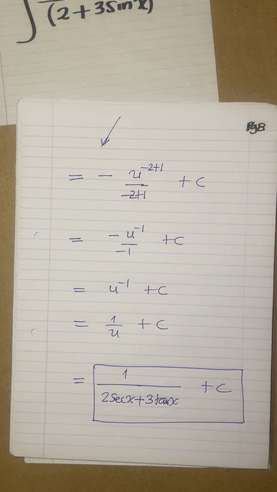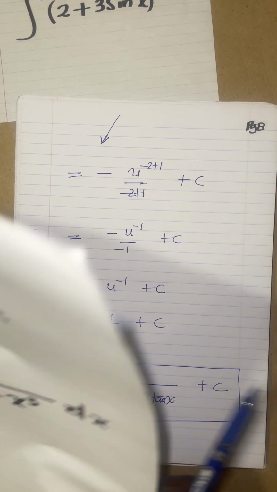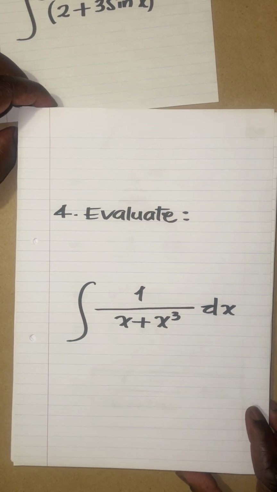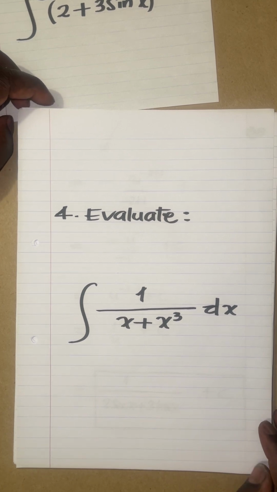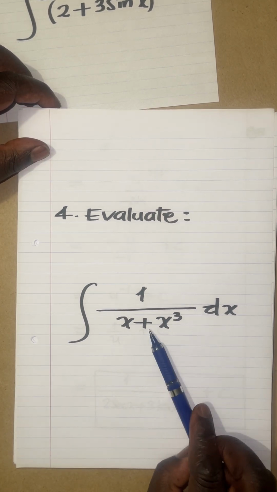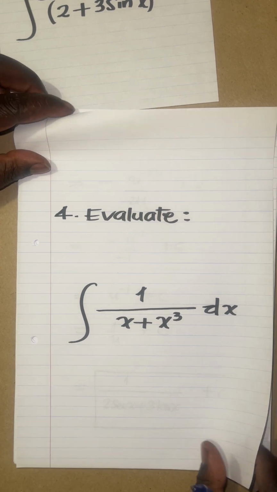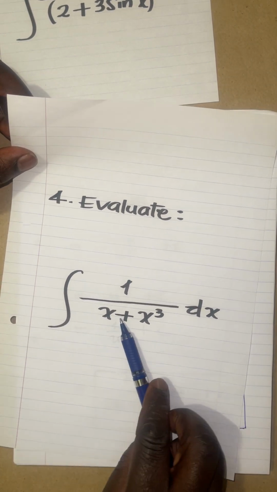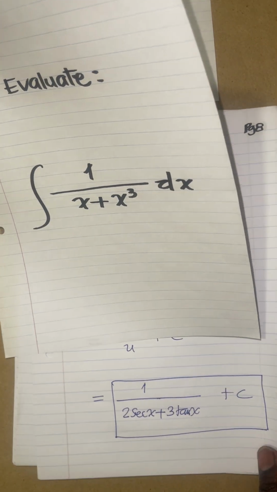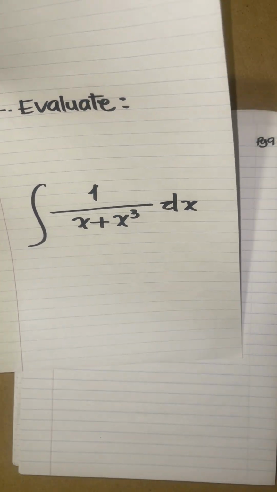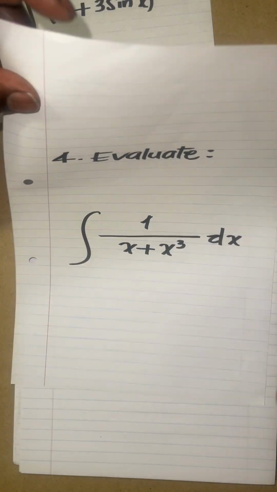Right. Let's move on to our final integral in this video. There is our final integral. Integral number 4, we are saying the integral of 1 over x plus x cubed dx. How do you deal with this? Well, for starters, you can clearly see that the denominator there has a common factor, and the common factor is actually x. So let's start from there.